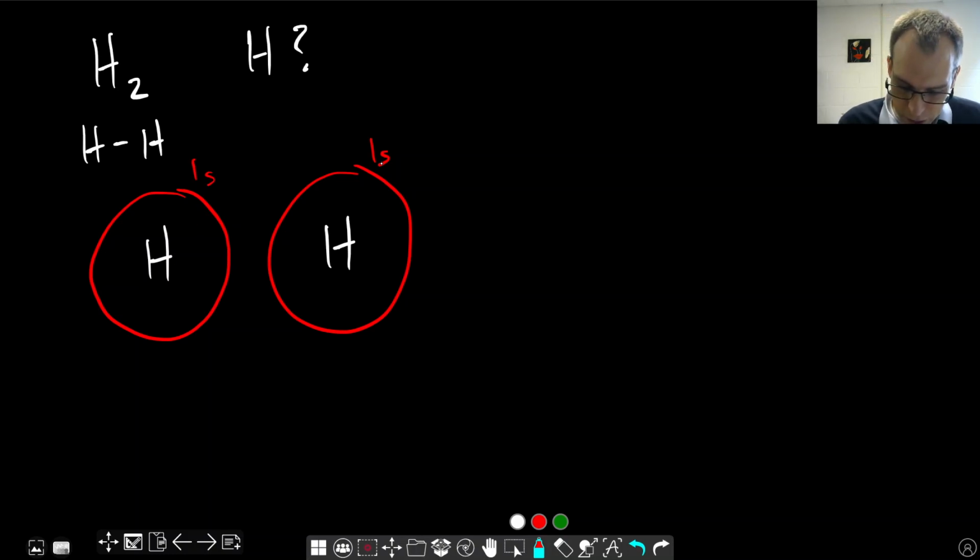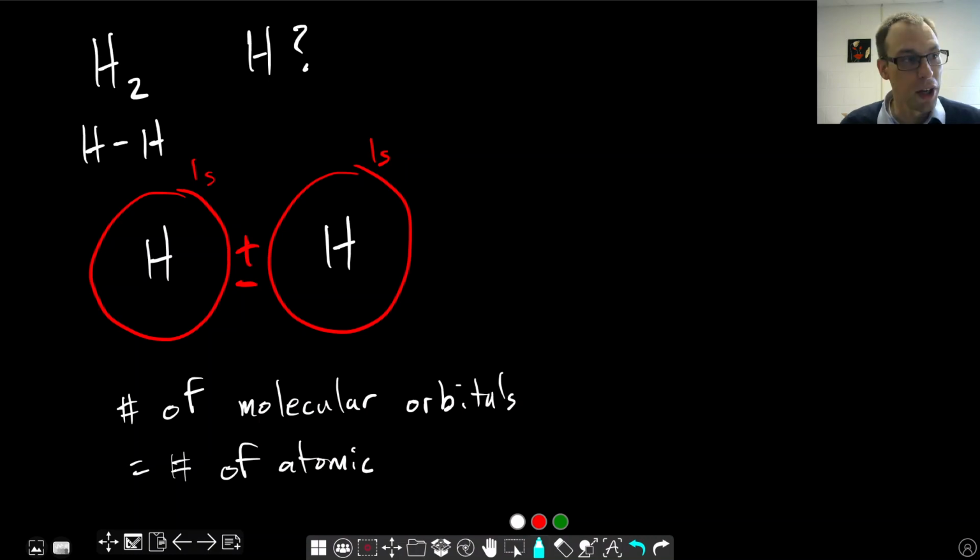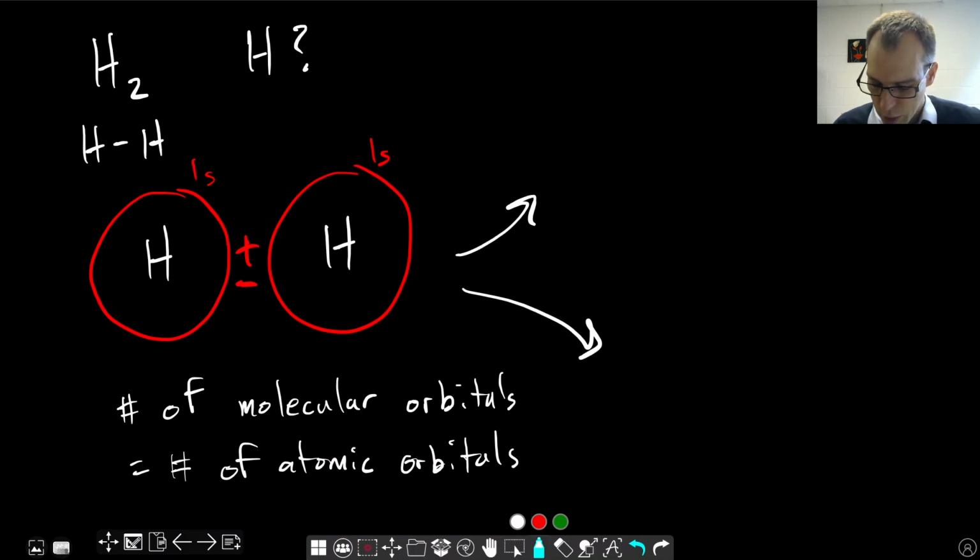And so when we do that, we can either add or subtract these. And with quantum mechanics, that's what you have to do, is you have one version where you add them and one version where you subtract them. So one thing with molecular orbital theory is that the number of molecular orbitals will equal the number of atomic orbitals that go in. So if we start with one atomic orbital on each atom, so that's total 2 atomic orbitals, we'll get out 2 molecular orbitals. And in this case, we'll get out one where they add together.